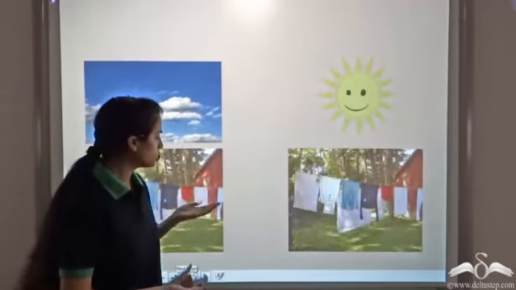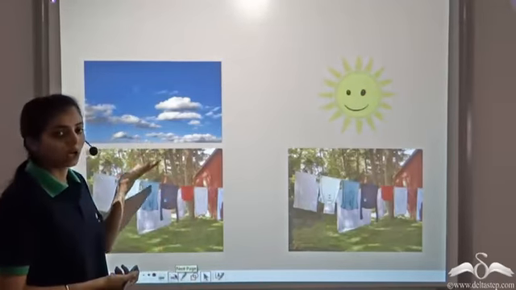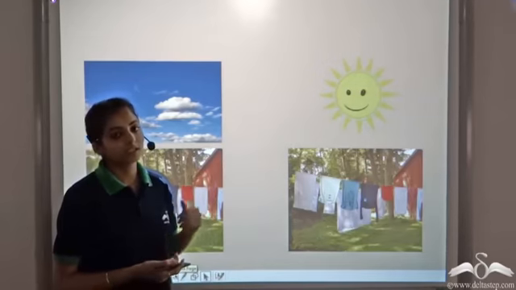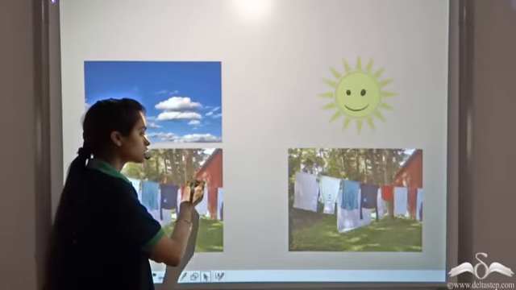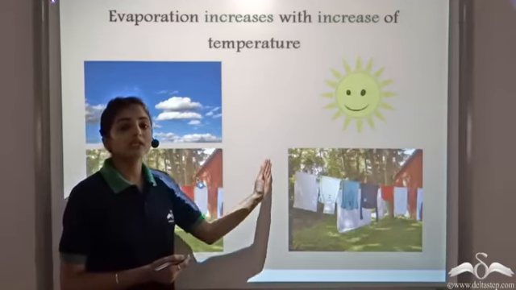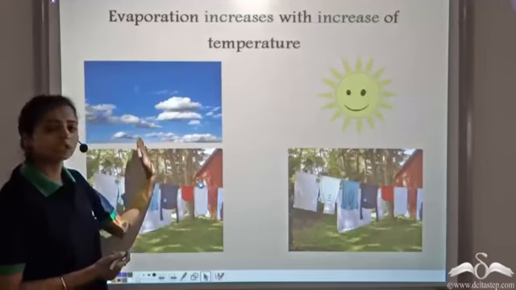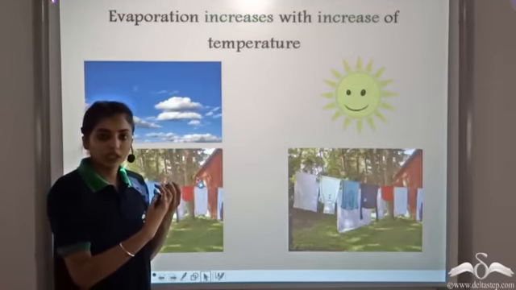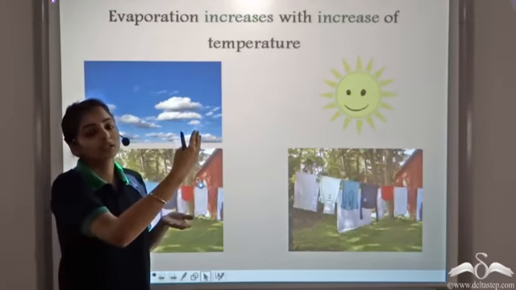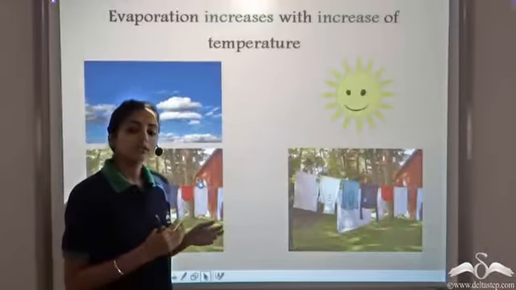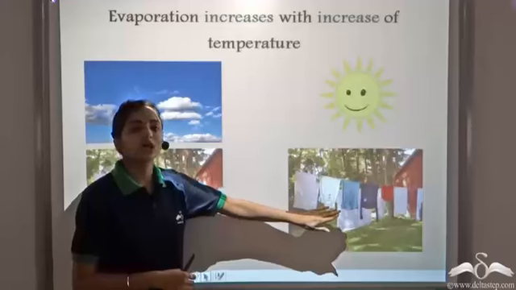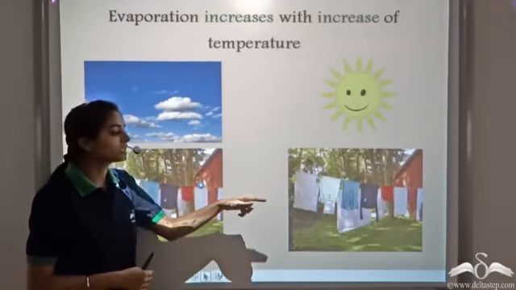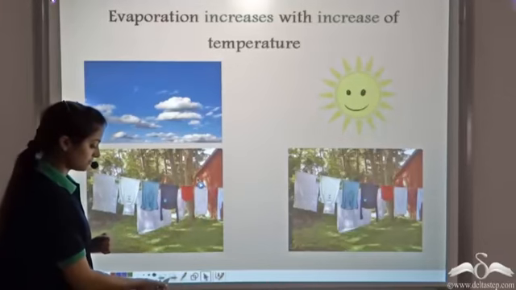Alright, now do your clothes dry faster on a cloudy day or on a sunny day? You must have observed that your clothes dry faster on a sunny day. Why is that so? Because on a sunny day, the temperature outside is much higher as compared to that on a cloudy day. As the temperature increases, a greater number of particles absorb the heat from the surroundings, and so a greater number of particles escape as gases. That is why on a sunny day, the clothes dry faster, because the increase in temperature increases the rate of evaporation.